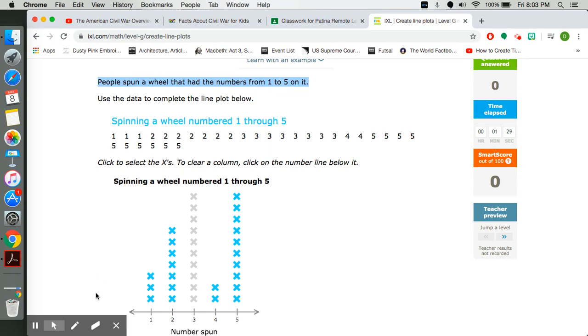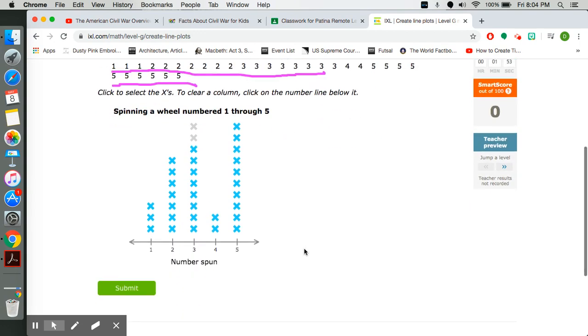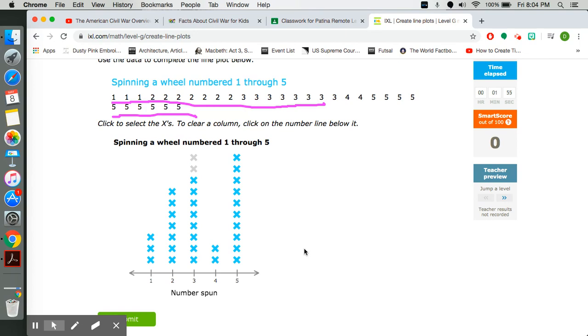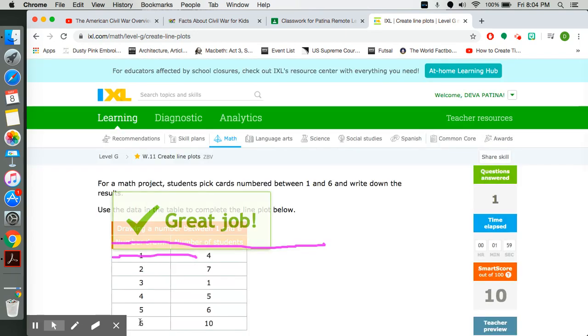So with line plots, oftentimes they'll just put it as a bunch of numbers, and you have to count the number of threes and then click that many X's. So count with me: 1, 2, 3, 4, 5, 6, 7, 8. So there's 8 threes. So I'm going to count 1, 2, 3, 4, 5, 6, 7, 8. So there's 8 of those on the line plot. Submit. Let's see how I did.